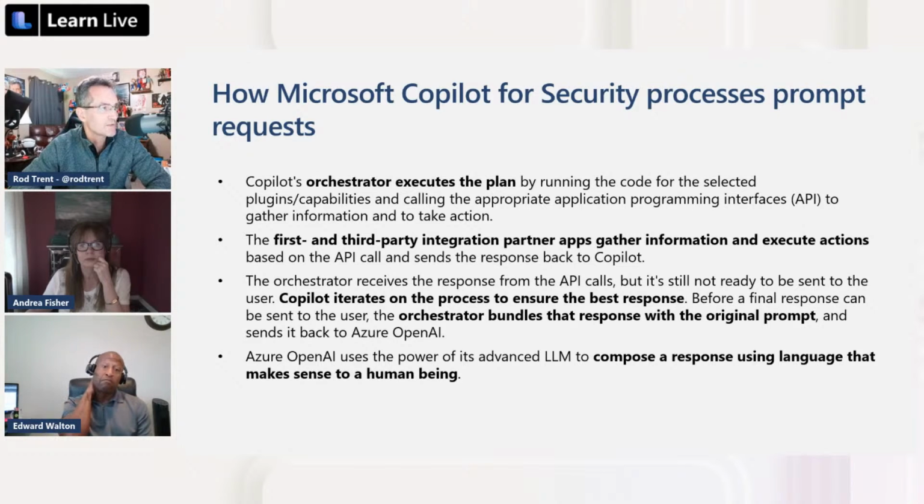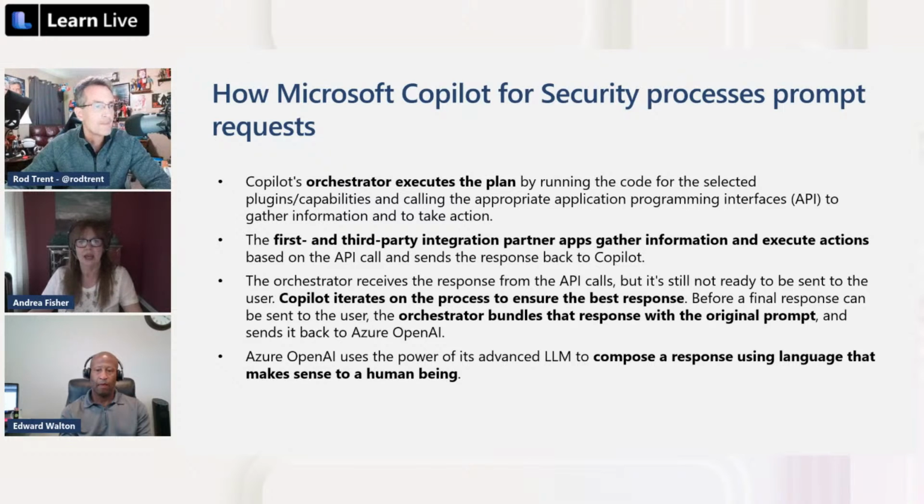If you're interested in this, Tanium will showcase this on Wednesday on our Microsoft Security Insight show. That second bullet point there: first and third party integration partner apps gather information and what? They execute actions. So this is a tool to produce skills and responses in natural human language so that we can understand it. But at the same time, there are some actions that can be taken based on some of those partners. Tanium will showcase and talk about that on Wednesday, and we might talk a little bit more about it next week as well.